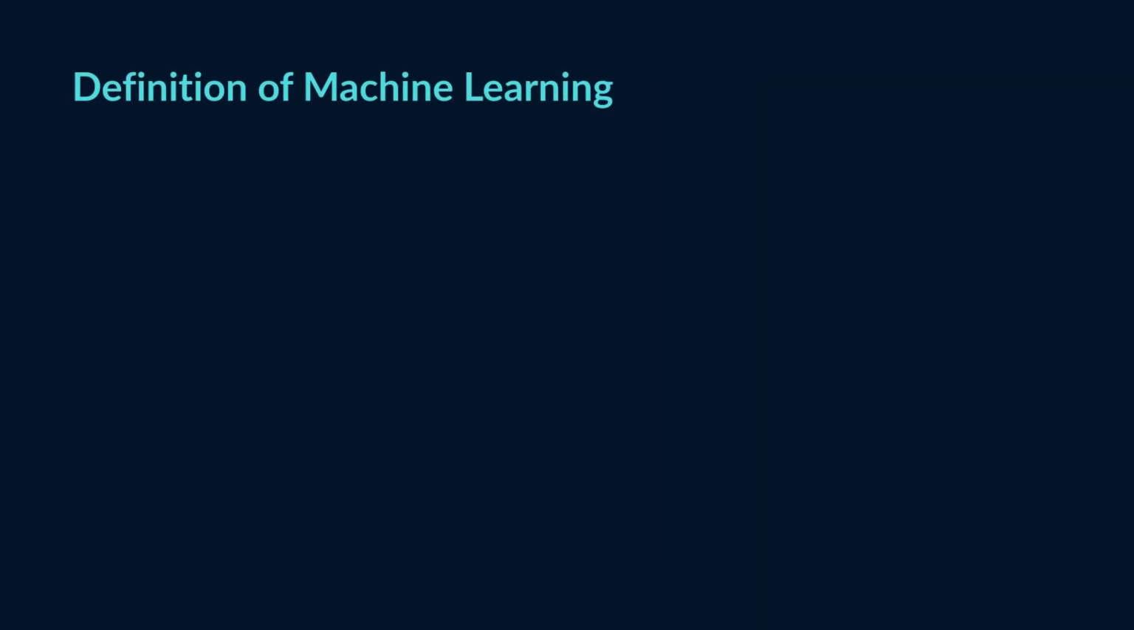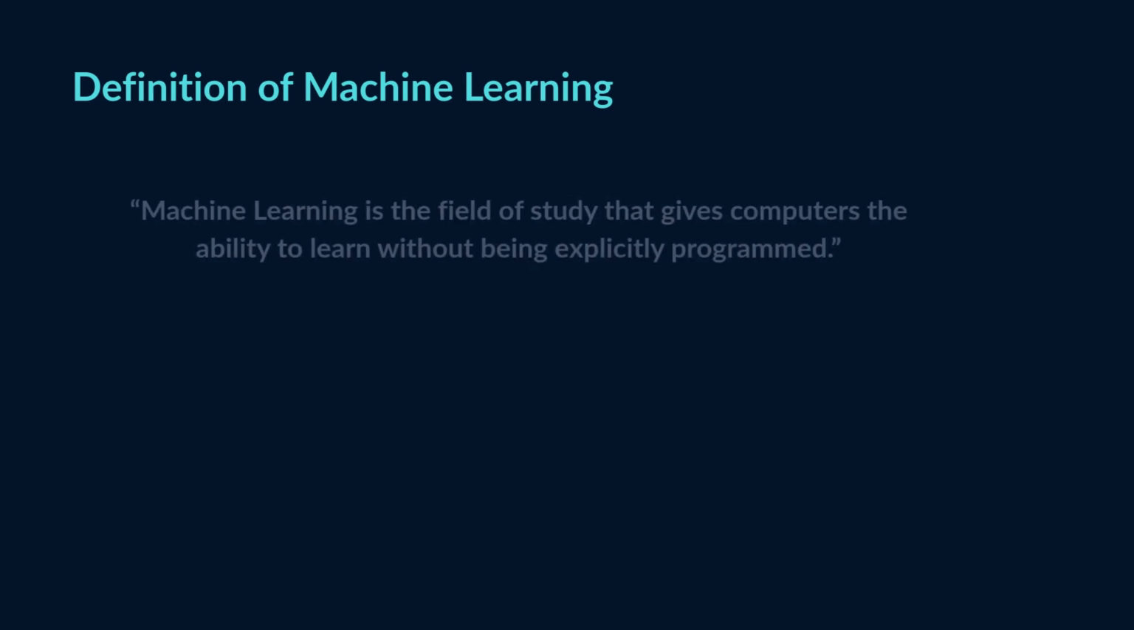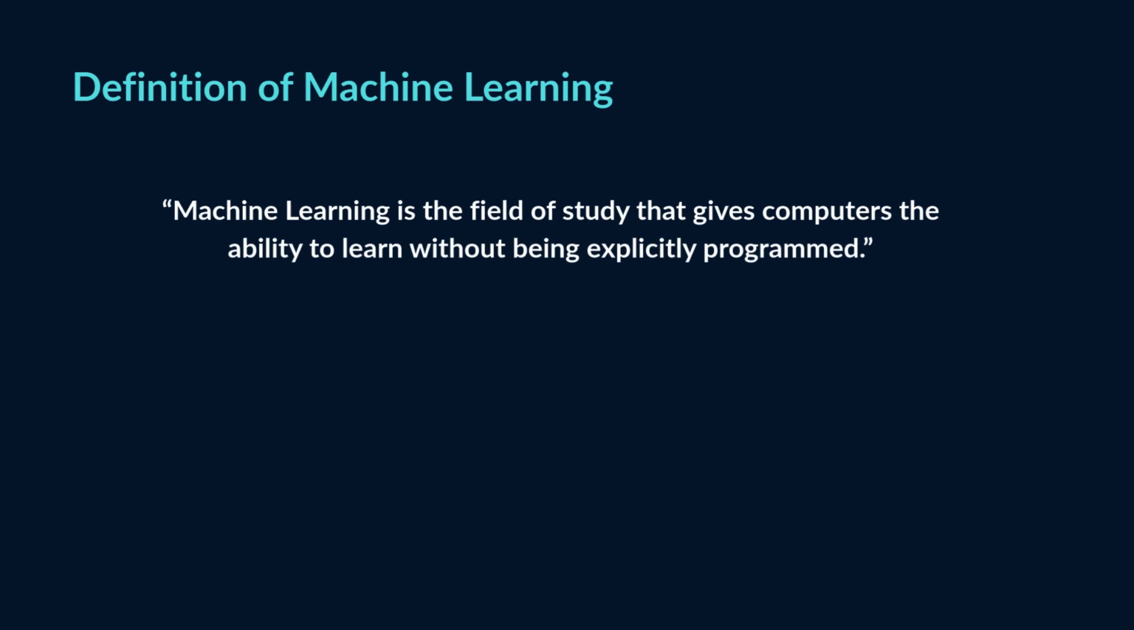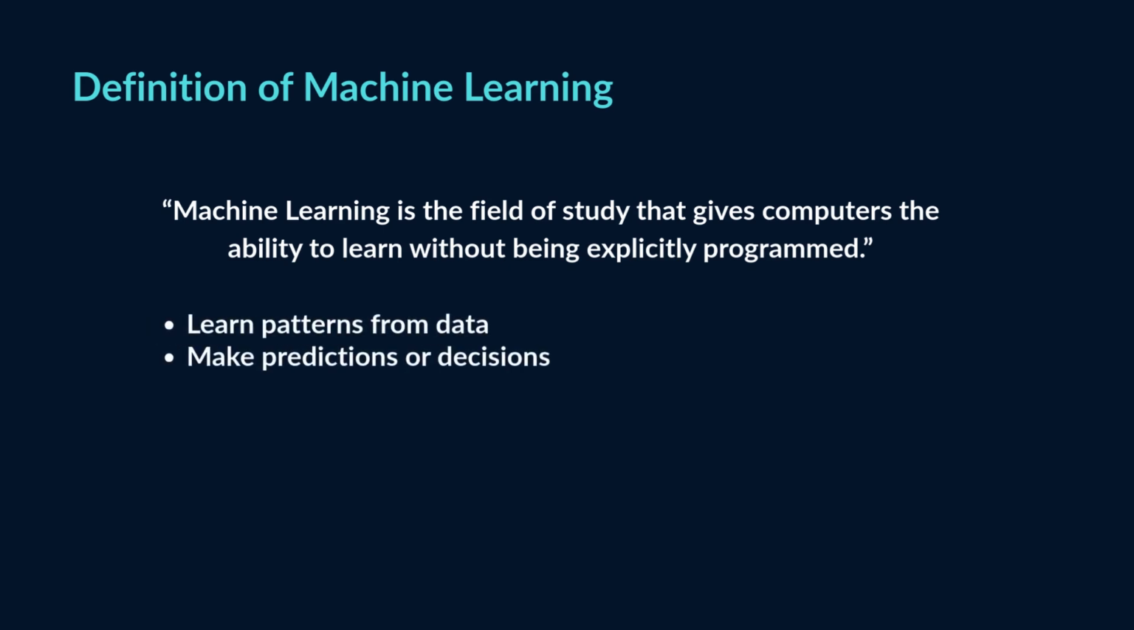Definition of machine learning. A widely quoted definition comes from Arthur Samuel, a pioneer in the field. Machine learning is the field of study that gives computers the ability to learn without being explicitly programmed. In practical terms, machine learning is about creating algorithms that can learn patterns from data, make predictions or decisions, and improve performance as they receive more data.